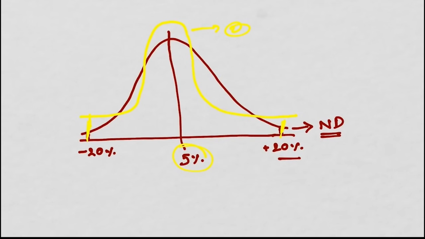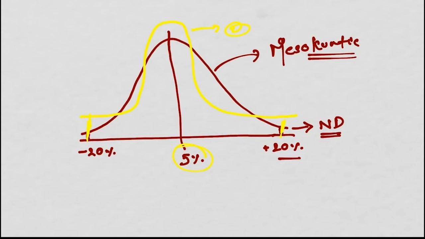For the kurtosis, we need a benchmark, and that benchmark is a normal distribution curve. So the red graph is a normal distribution graph. In the kurtosis world, we call it a mesokurtic distribution. So when you say fatter tails or thinner tails, it has to be compared with the help of the normal distribution.